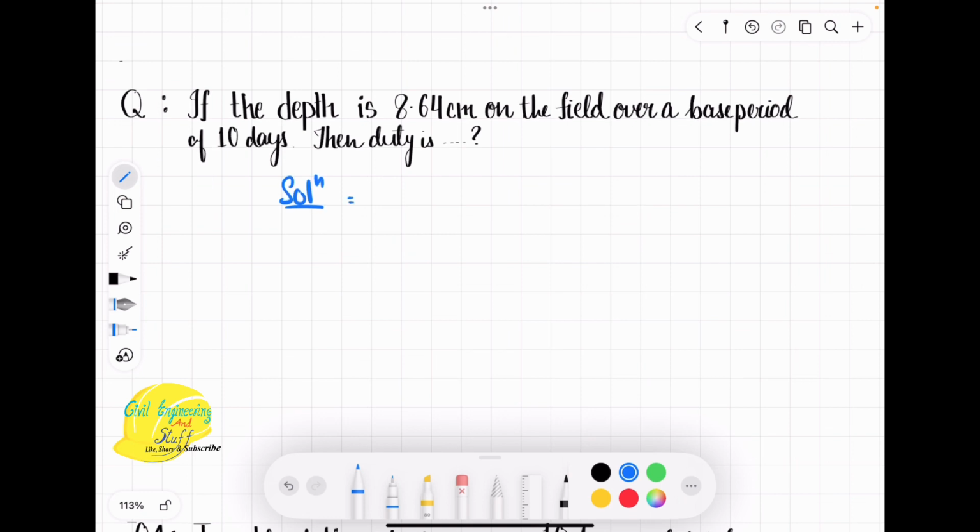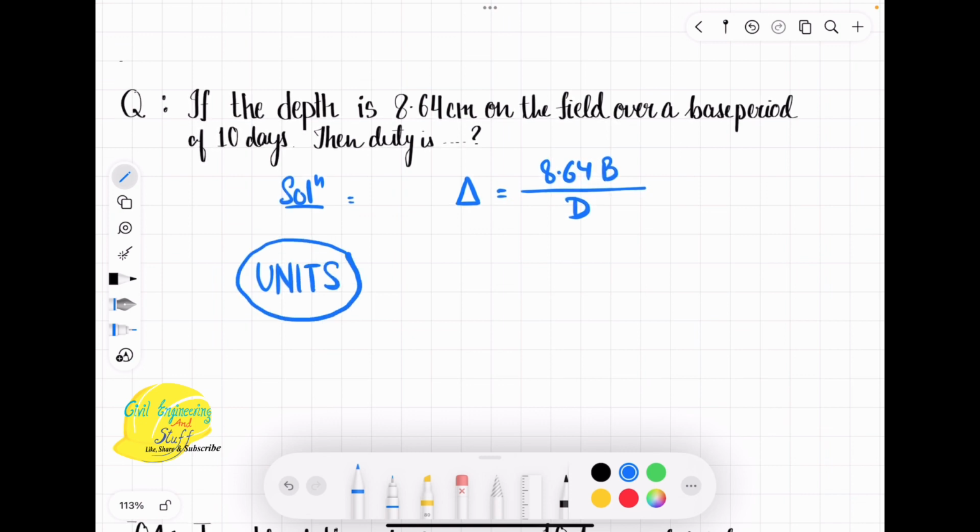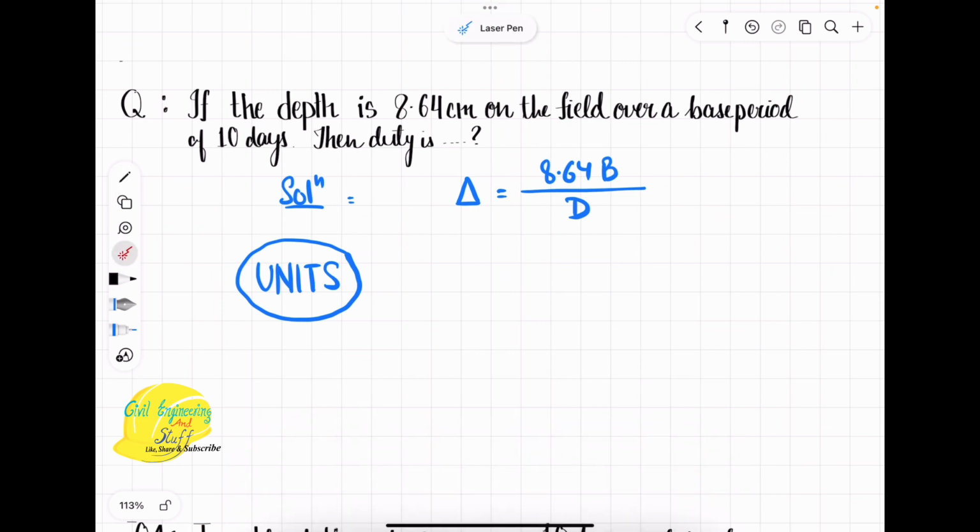What is the formula? Delta is equal to 8.64 B by D. Now, the only thing that you have to be very careful about is the units. The question is very simple, but what you have to be careful about is the units. If you see here, the depth is given in centimeters.